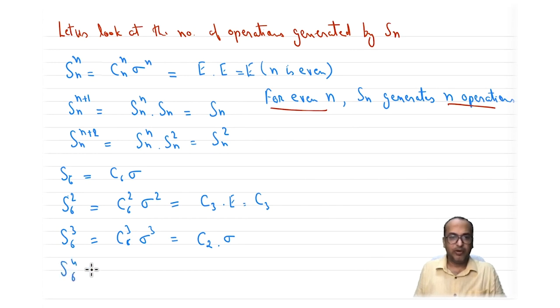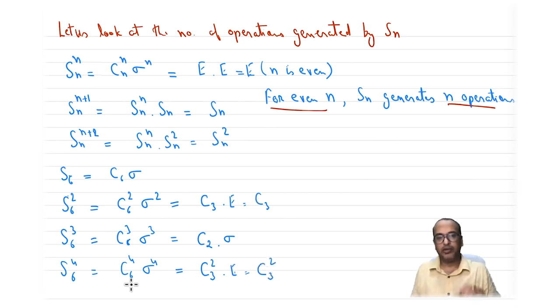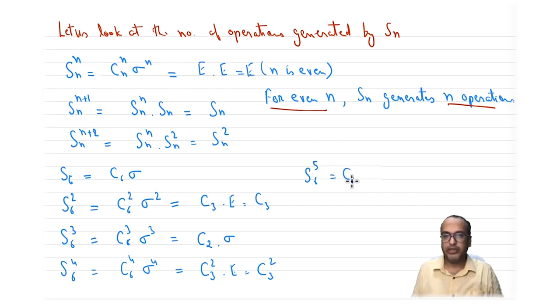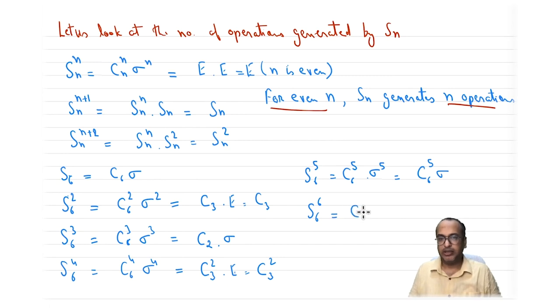Now S6 to the power 4 will be C6 to the power 4 times sigma to the power 4, which is C3 squared times E. So this is C3 squared. So C3 done twice is S6 done four times. Okay, S6 to the power 5 will be equal to C6 to the power 5 times sigma to the power 5, which will be C6 to the power 5 times sigma, right? So again, this has not come so far. So it's a non-redundant operation. S6 to the power 6 is nothing but C6 to the power 6 times sigma to the power 6, and both are equal to E. So again, this is also a non-redundant operation. Okay, so this is the case for even N.